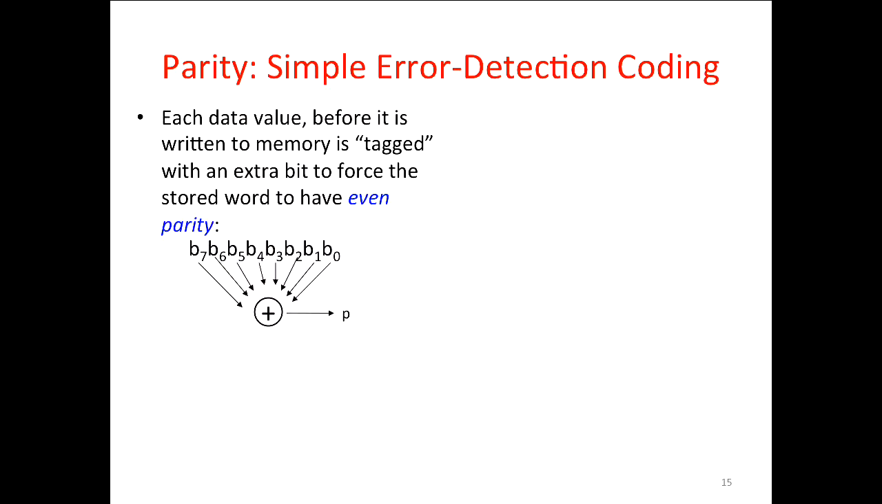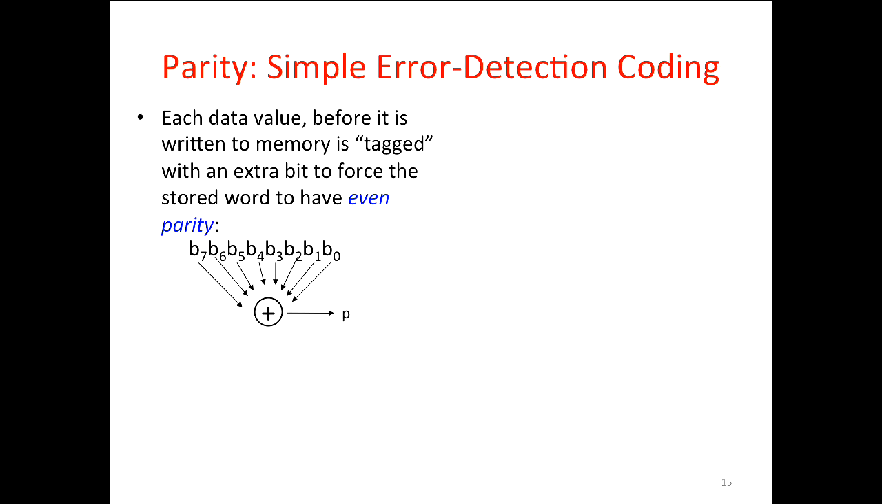So let's just take a look at some very simple coding. Parity is a very simple way of detecting errors. The idea of parity is that in a single word, you count the number of 1s and 0s, and then you add an extra bit that makes the total either odd or even, right?